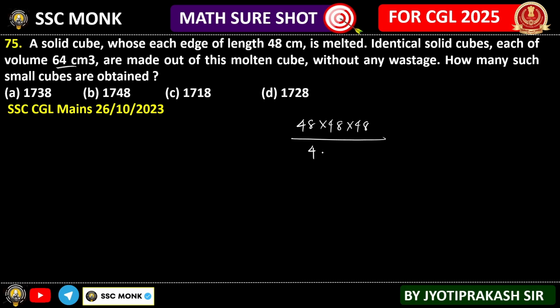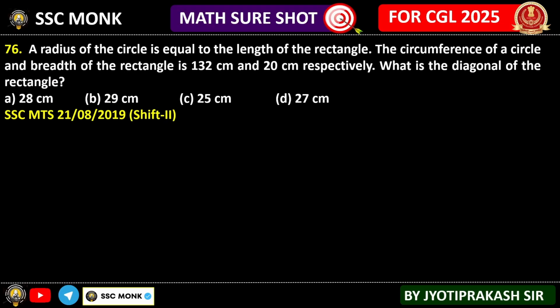Now from that, solid cube each of volume 64 means each side is equal to 4 into 4 into 4. Now here you should not get confused, this is the volume. So how many are possible? 4 12s are 48, 4 12s are 48, 4 12s are 48, that is equal to 1728. Answer option D. Next.